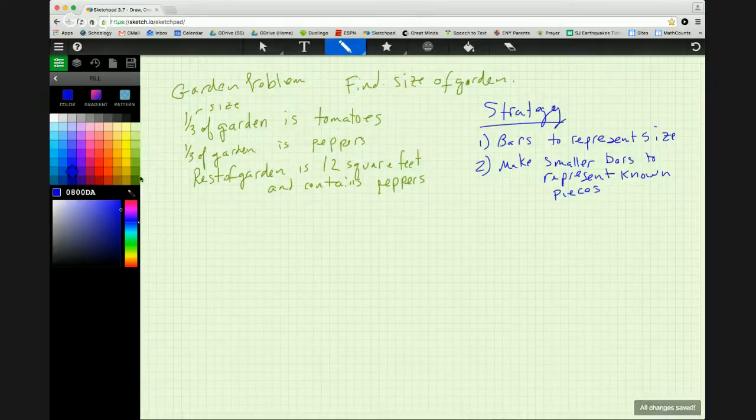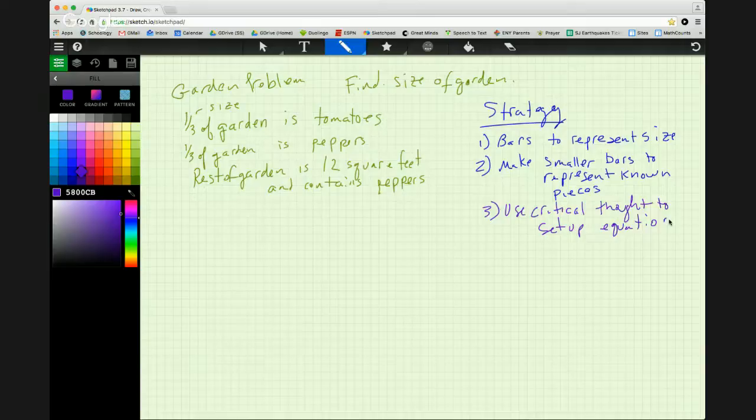Okay, so what does that mean? Let's make sense of this. Then we're going to use critical thinking. That means use your brains. Critical thought to set up an equation. And we've been doing this for the last couple classes, and you've been doing a great job. And then we're going to solve. And then we're going to check.